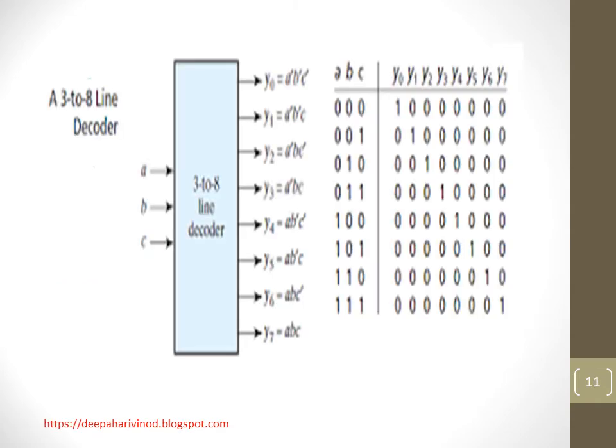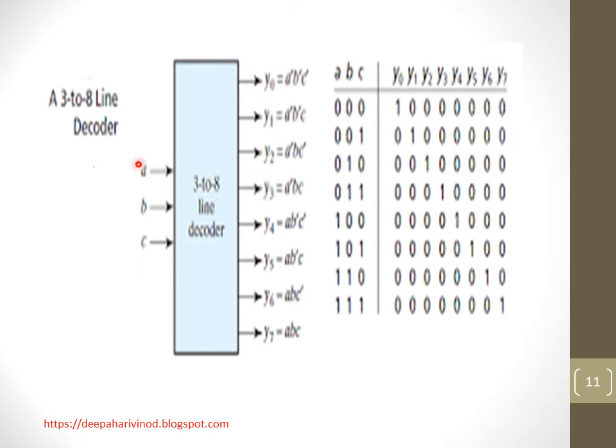Here we can see a 3 to 8 line decoder. So here we have 3 inputs and 8 outputs. The names, say A, B, C, are the 3 inputs and these are the various outputs. 2 raised to 3 means we have 8 different combinations, that is Y0 to Y7. Depending upon the input combination, the corresponding output will be high.